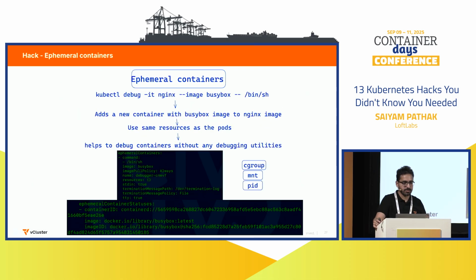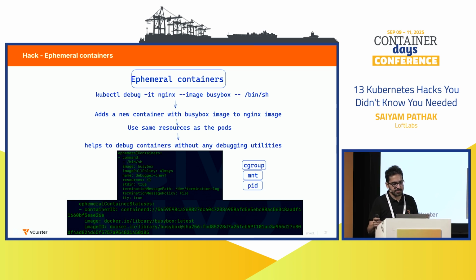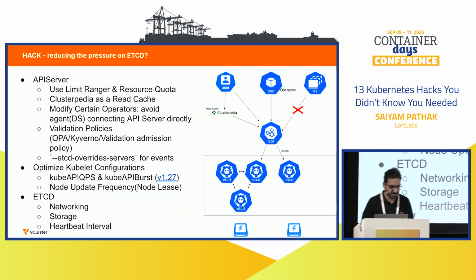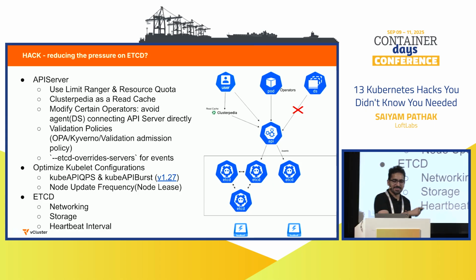And this is how it looks. You can use kubectl debug on an nginx container, and then you can give image busybox. It attaches that busybox container, and if you go inside, you will be able to see the cgroup, mnt, pid namespaces that get shared, so that you can debug in an easier way. Okay, I have 5 minutes left. That's a bit less than the timing I had, but okay.